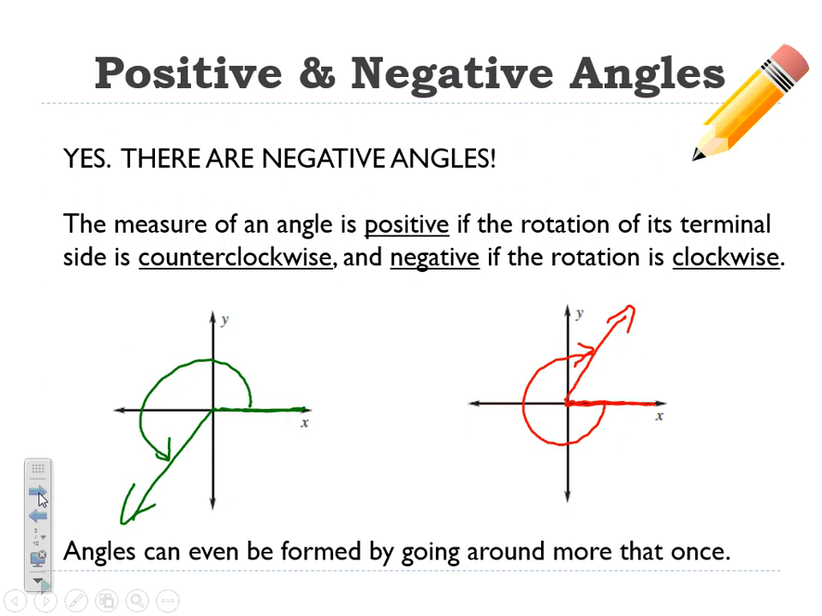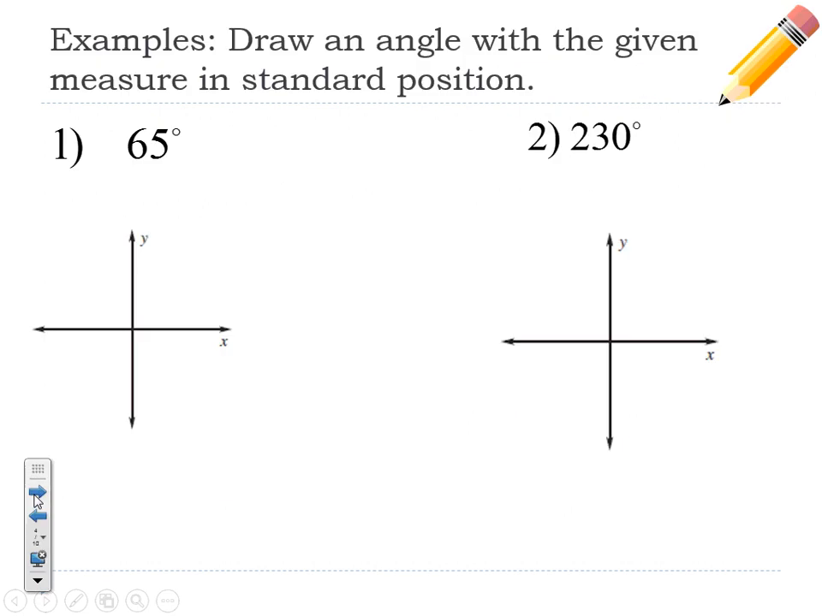All right, now we're going to get a couple of examples of drawing angles. So make sure we have 4 of these. Make sure you get all 4 in your notes, please. We have to draw the angle with the given measure in standard position. So we're always going to be starting on our positive x-axis side.